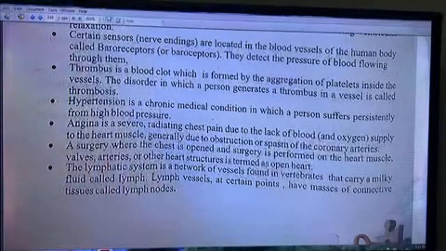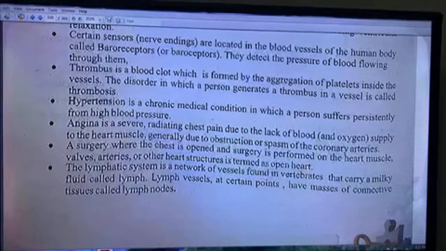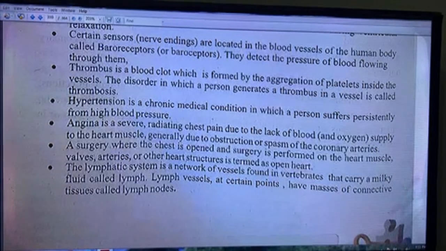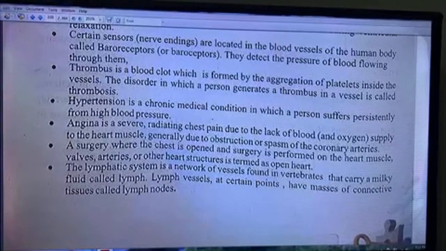Certain sensors, nerve endings, are located in blood vessels of the human body, called baroreceptors, that detect the pressure of blood flowing through them. A thrombus is a blood clot which is formed by the aggregation of platelets inside vessels. The disorder in which a person generates a thrombus in a vessel is called thrombosis. Hypertension is a chronic medical condition in which a person suffers persistently from high blood pressure. Angina is severe radiating chest pain due to the lack of blood and oxygen supply to the heart muscle, generally due to obstruction or spasm of coronary arteries.